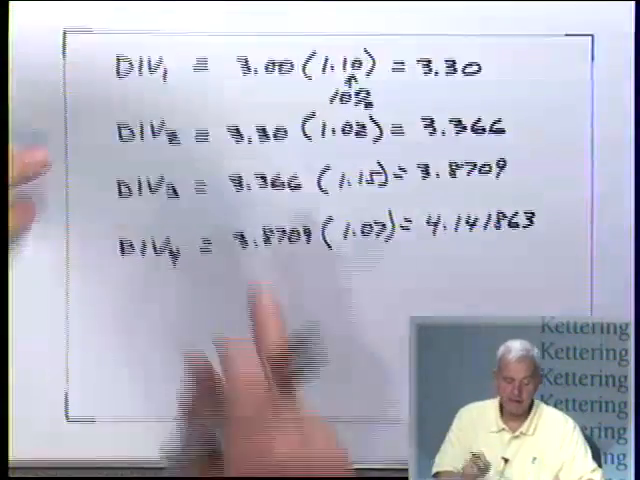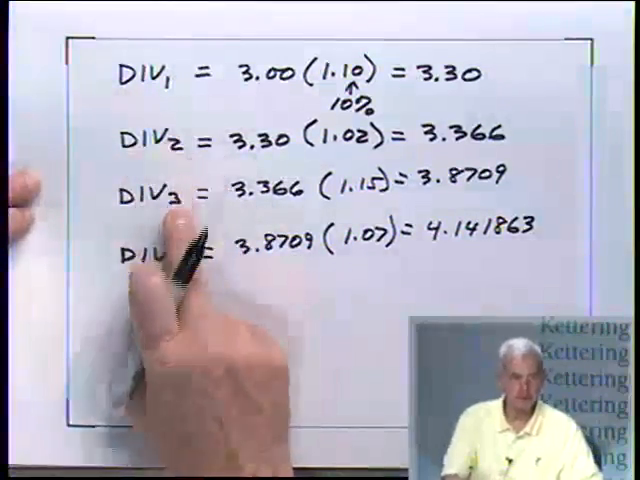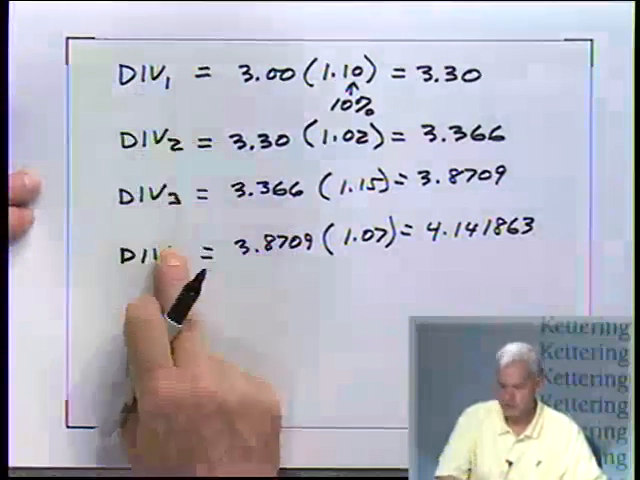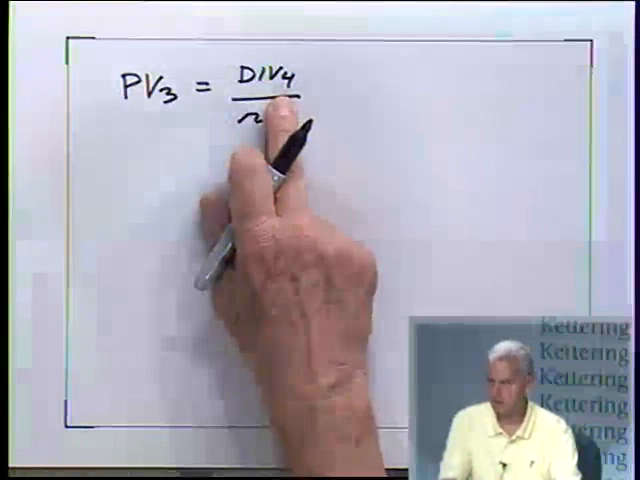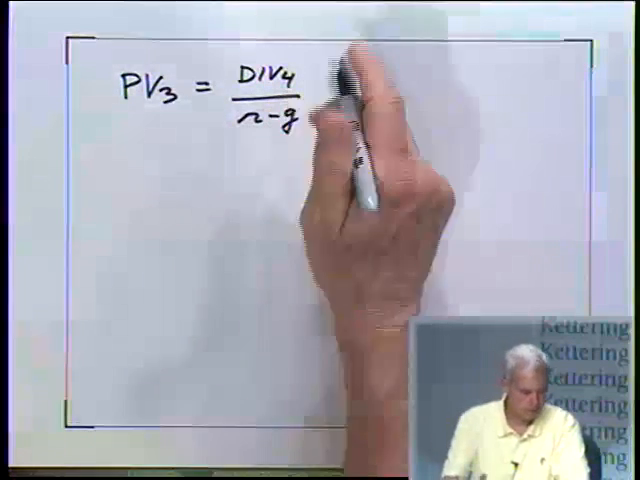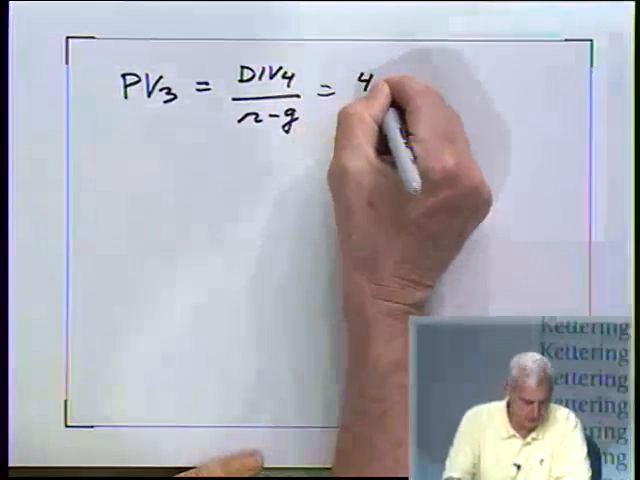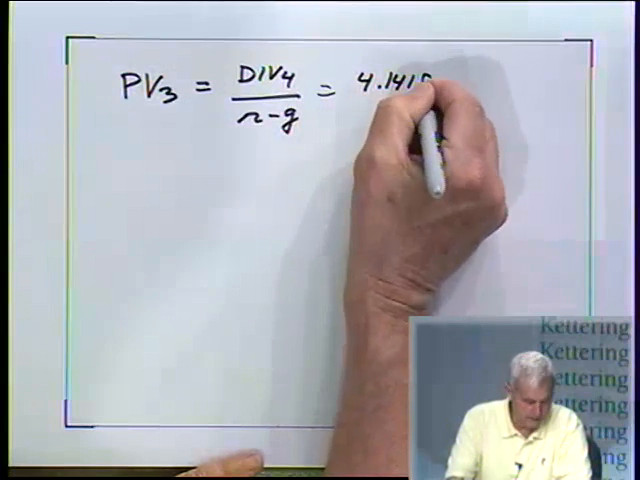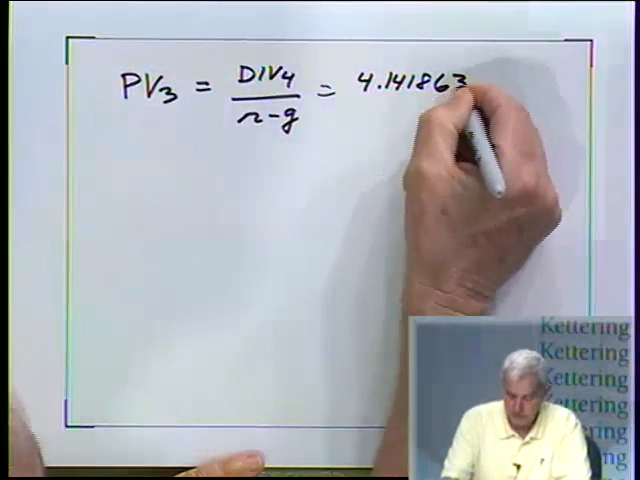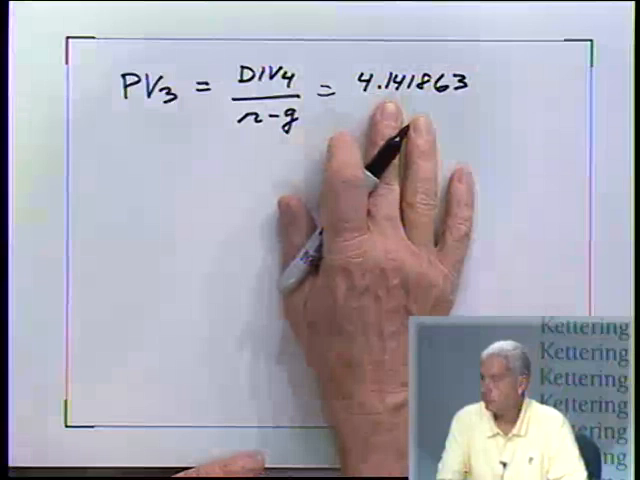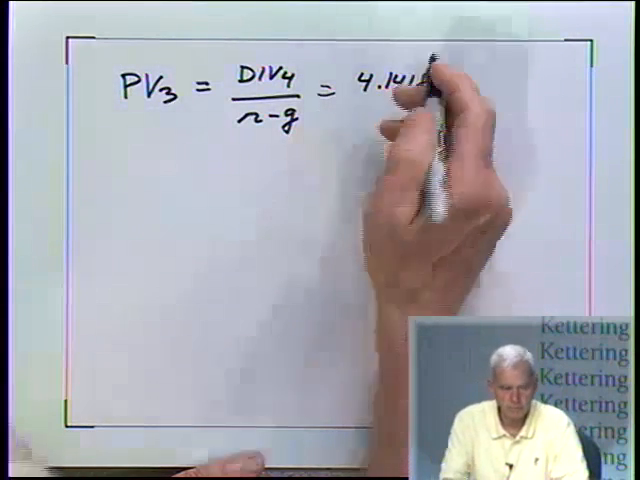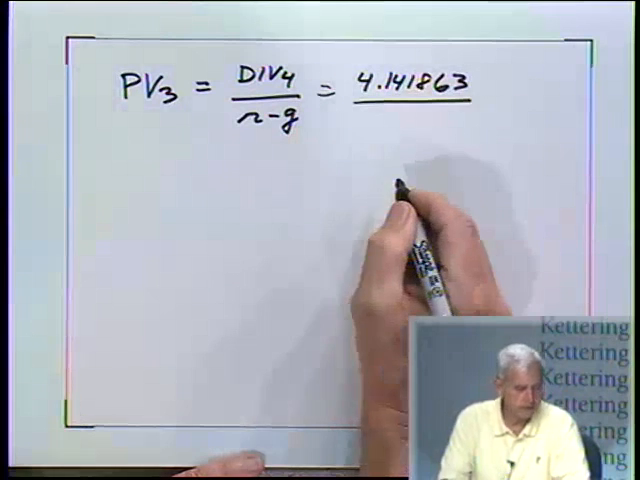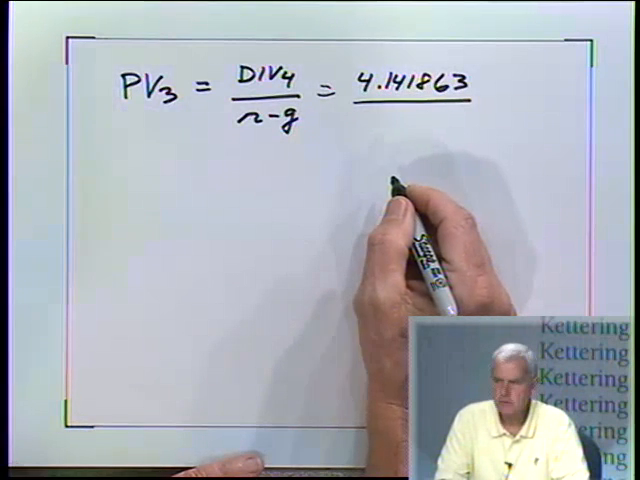Now, remember I asked you for div 1, div 2, div 3, and div 4? Well, the reason why we need div 4 is because we need it right here. So that will be the $4.141863, or $4.14 if you just want to do that. I don't care how much rounding you want to do. Divided by, what did I say the R was?